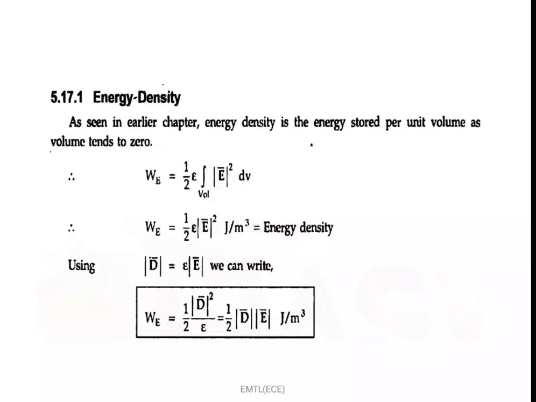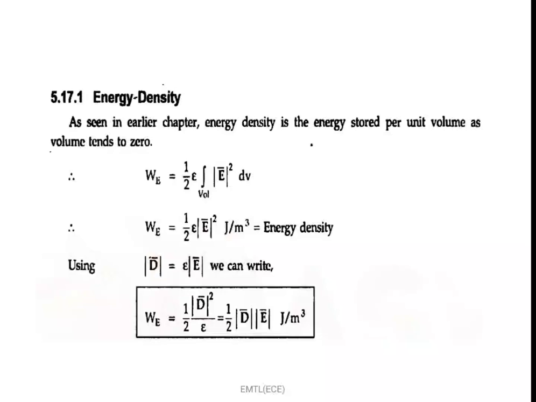So here the unit is clearly joule per meter cube. Here joule is the energy stored, and meter cube is the unit for volume. So the unit joule per meter cube is the unit for energy density. So the expression for the energy density is half epsilon mod E bar whole square joule per meter cube.